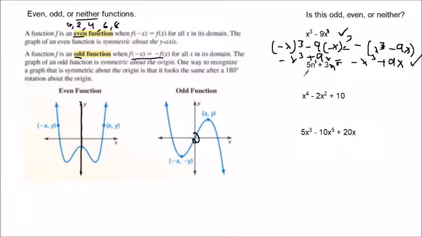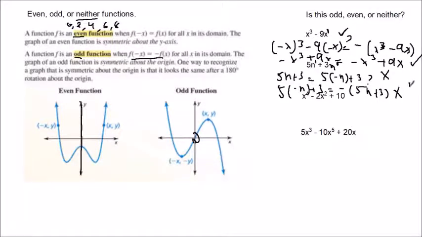So f of negative x equals f of x. So is 5n plus 3 equal to 5 times negative n plus 3? No, it does not, because it's negative 5n plus 3, not just 5n plus 3. Okay, so is 5 times negative n plus 3 equal to negative 5n plus 3? No, it does not, because then the 3 is negative, but in this case the 3 isn't. So it is a neither.